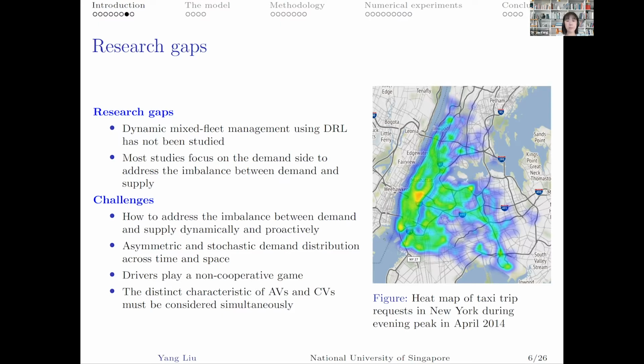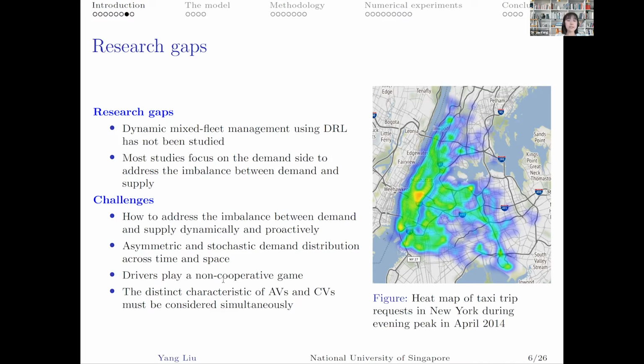How to address the imbalance between demand and supply dynamically. As shown on the plot here, where we use the real-world data from New York City, looking at the heat map of taxi trip requests in April 2014, we can see the demand is asymmetric during the evening peak hour. So we have hotspots in the city around the Central Park area and also the two airports. Okay, and also how to address the asymmetric and stochastic demand across time and space is another challenge.